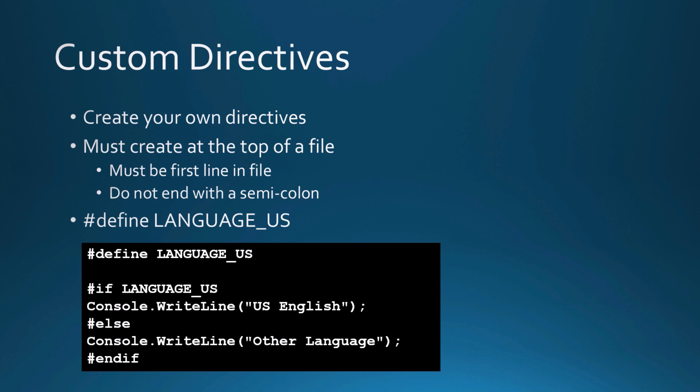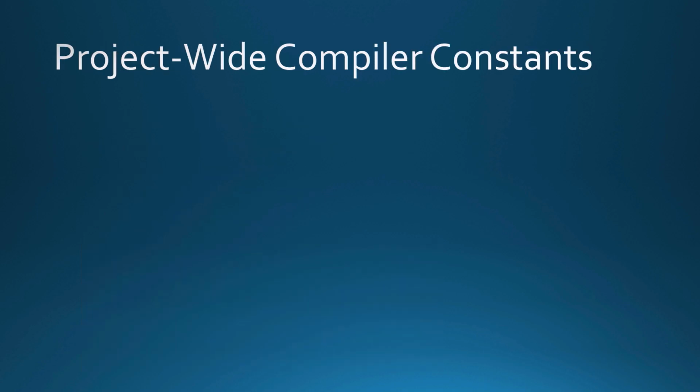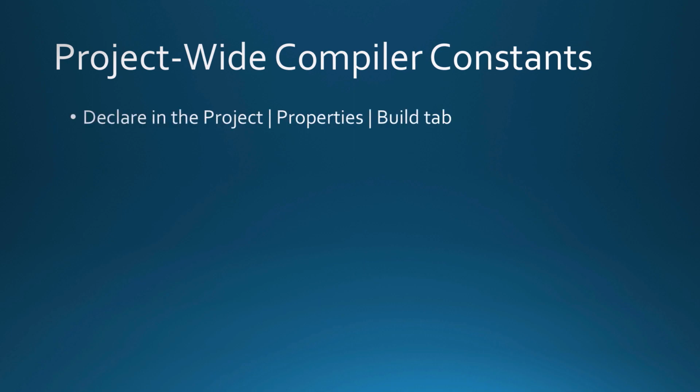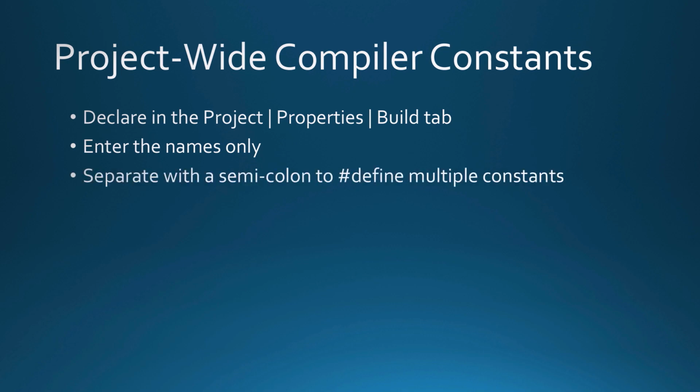All this says is that this is defined. It's a true or false, that's it. So the #if says, is this particular token defined? Yes, it is, then Console.WriteLine US English, #else, Console.WriteLine other language. Now we can do it at the top of the file, but you can also do project-wide compiler constants. So you would go into those Project Properties Build tab, just like I showed you, and you'd enter the names again, only the name. Separate with a semicolon to define multiple constants. And again, convention says to do them all in uppercase.